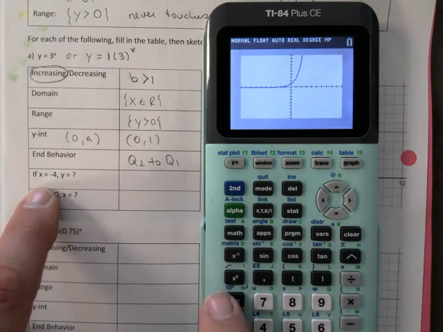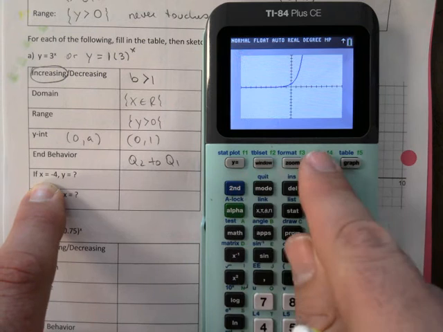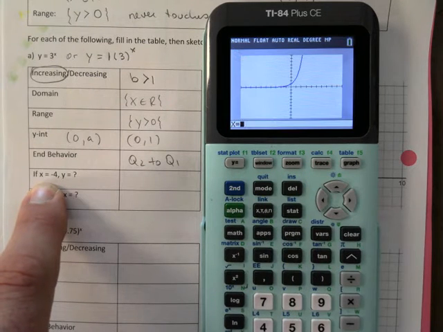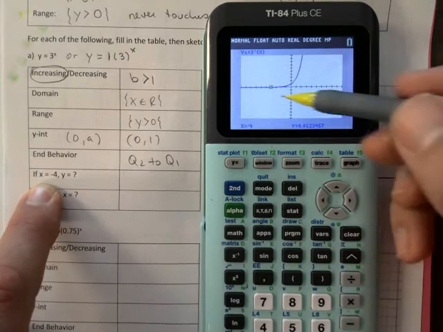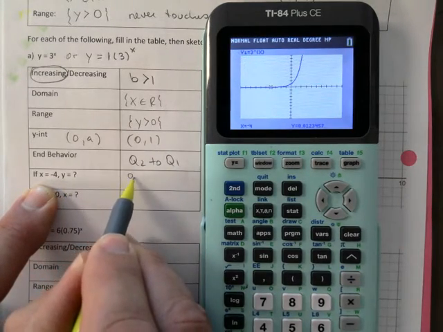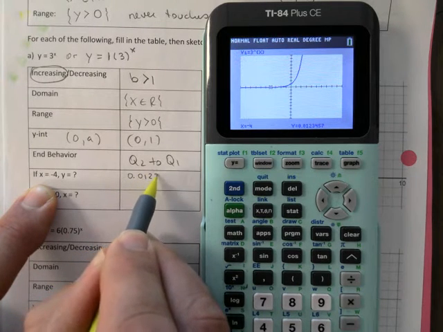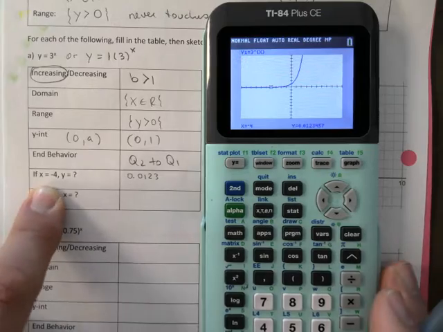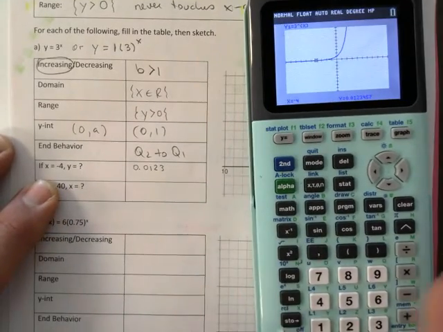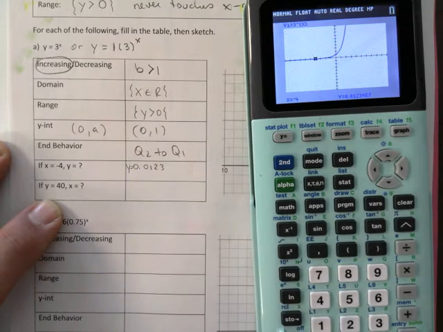So let's go ahead and find when x is equal to -4. That means we've got to use what? Second trace, value, x is equal to -4. And there it is. It's actually 0.012345. That's pretty cool, I didn't know that. That was just coincidence. So the y value is that.